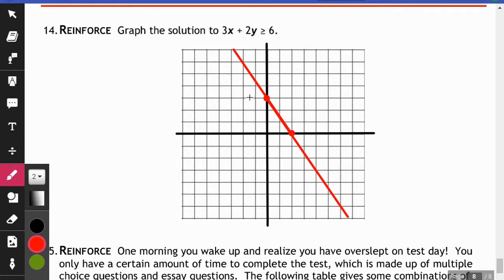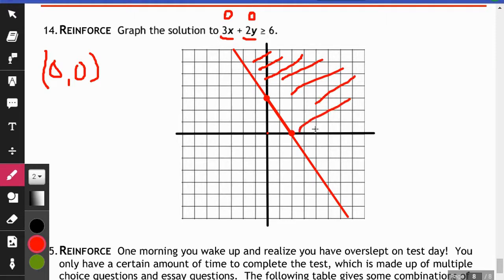Sorry. And now I'm going to ask 0, 0. Does 0, 0 work in this? Because if 0, 0 works, then I'm going to fill in the side with 0, 0. If 0, 0 does not work, then it's not. It doesn't work. So if I put a 0 in here, it makes 0. 0 in here makes 0. Is 0 plus 0 bigger than 6? No, it's not. So that means it's got to be the side of the line that doesn't have 0, 0. That's the process we go about.